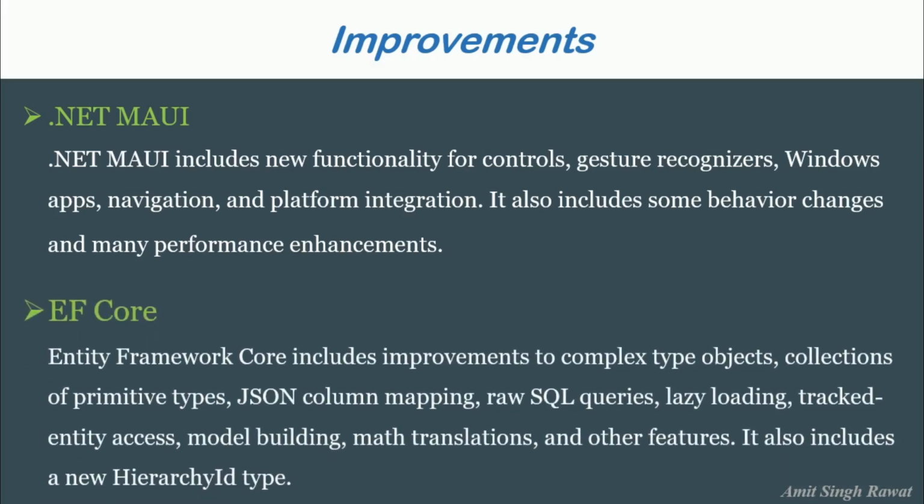Next is Entity Framework Core. Entity Framework Core includes improvement to complex type objects, collections of primitive types, JSON column mapping, raw SQL queries, lazy loading, tracked entity access, model building, math translation, and other features. It also includes a new hierarchy ID type.